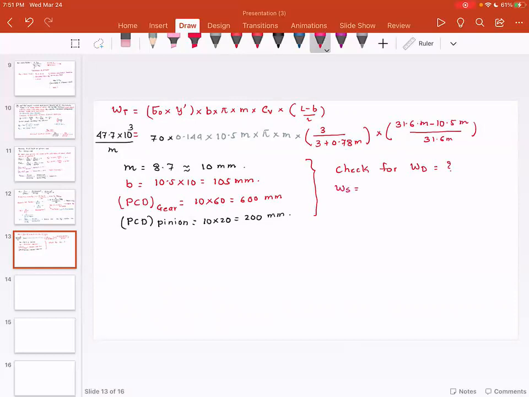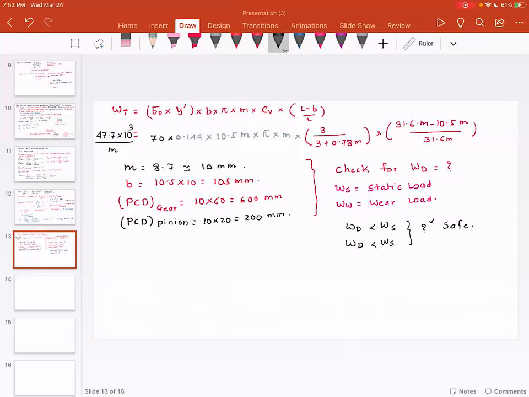Find out the value of static load, and then find out the value of wear load. And for safety, dynamic load WD has to be less than static load. Dynamic load has to be less than the wear load. If these conditions are met, then the design is safe. But what I'm going to do is, I would give this as an exercise, but I will work out the shaft design problem.